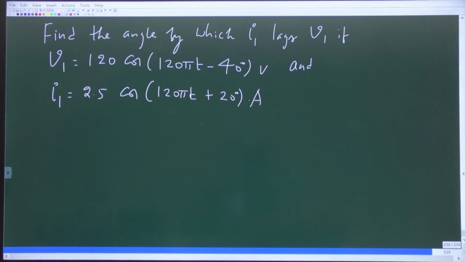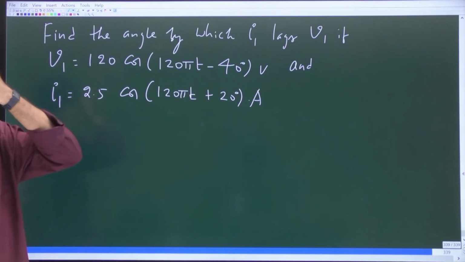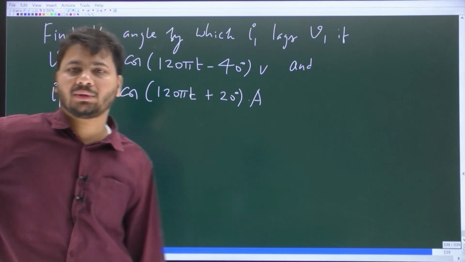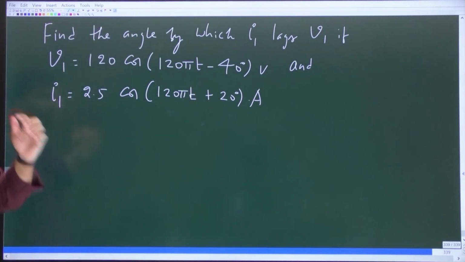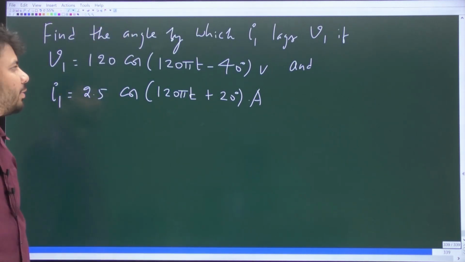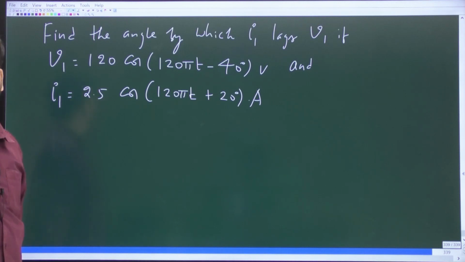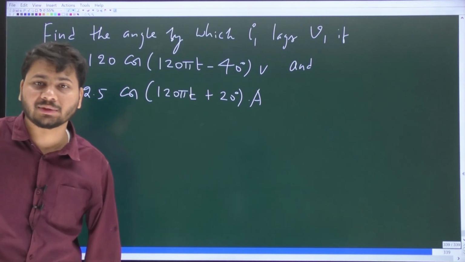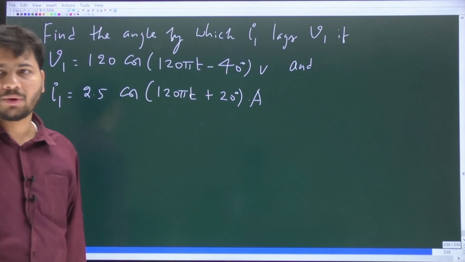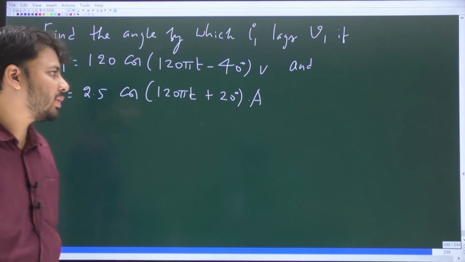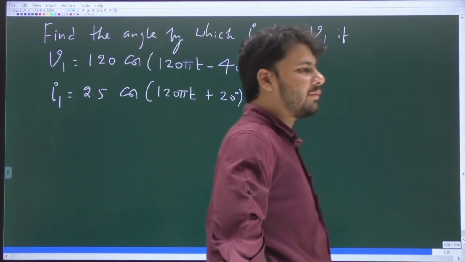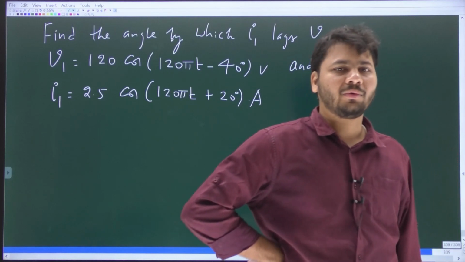Just try to answer this question. Please type your answer in the chat box. There are two quantities, I1 and V1. Both are at the same frequency, 120 pi radians per second. Because both are at the same frequency, we can definitely compare the two phase angles.